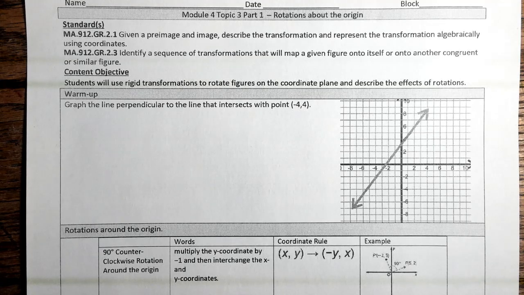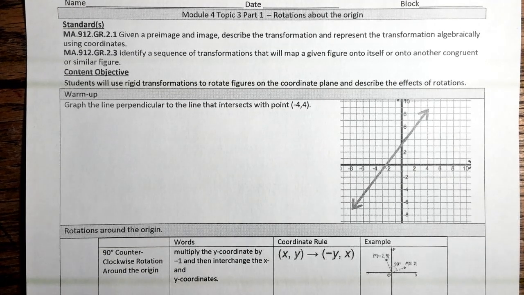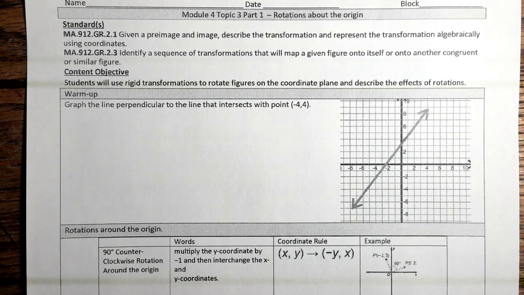We also have GR 2.3: identify a sequence of transformations that will map a given figure onto itself or onto another congruent or similar figure. The objective for this topic: you are going to use rigid transformations to rotate figures on the coordinate plane and describe the effects of the rotations.